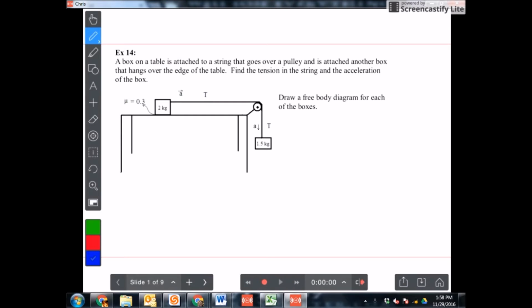A box on a table is attached to a string that goes over a pulley and is attached to another box that hangs over the edge of the table. Find the tension in the string and the acceleration of the box.